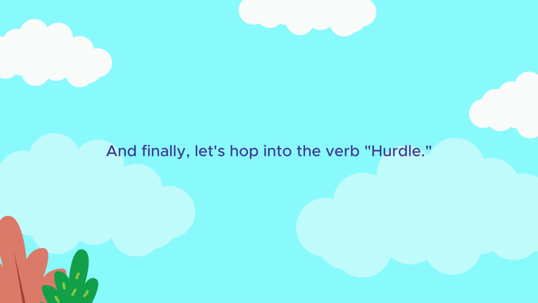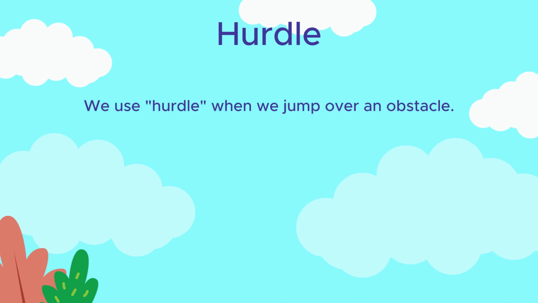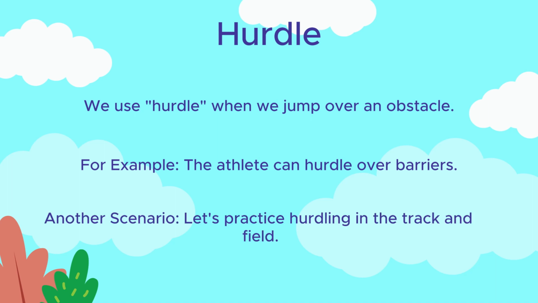And finally, let's hop into the verb hurdle. Repeat after me, hurdle. We use hurdle when we jump over an obstacle. For example, the athlete can hurdle over barriers. Another scenario, let's practice hurdling in the track and field.